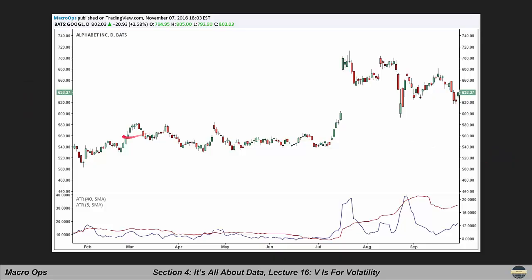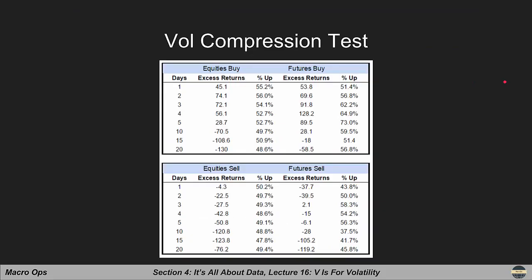So here's a chart of what I was drawing on that slide earlier. We have a more quiet area from an ATR, a volatility perspective, and then a breakout on rising volatility. And here are the stats now for a breakout qualified with this volatility compression expansion concept. And we can see it's completely different.